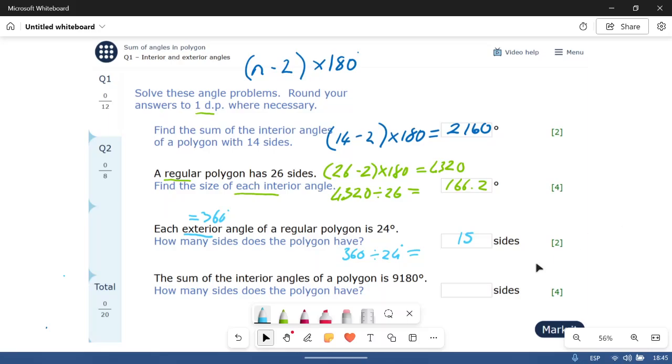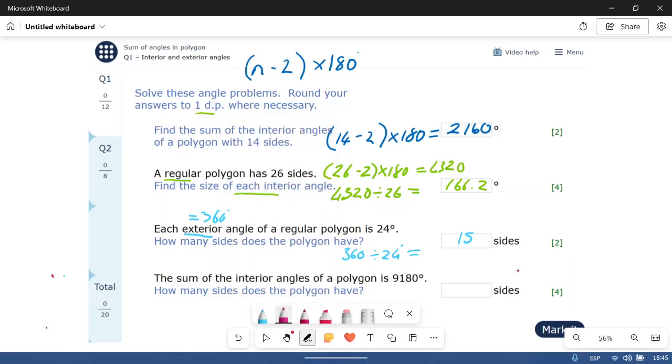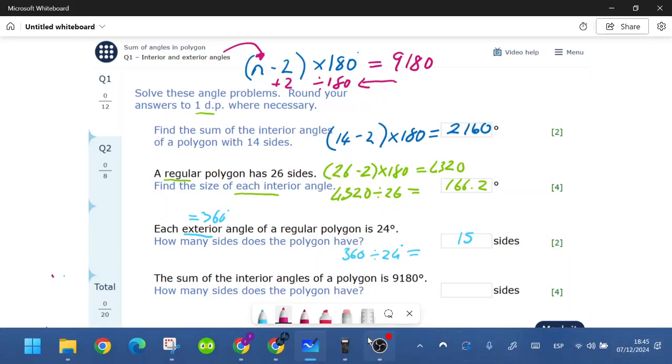The last one, here they kind of give us the answer. They tell us the answer to the sum of the interior angles is 9,180. So if we want to find the number of sides, which the n represents, we need to do this backwards. So we take the sum of the interior angles, divide it by 180, and then add 2, and then we'll know how many sides it has.